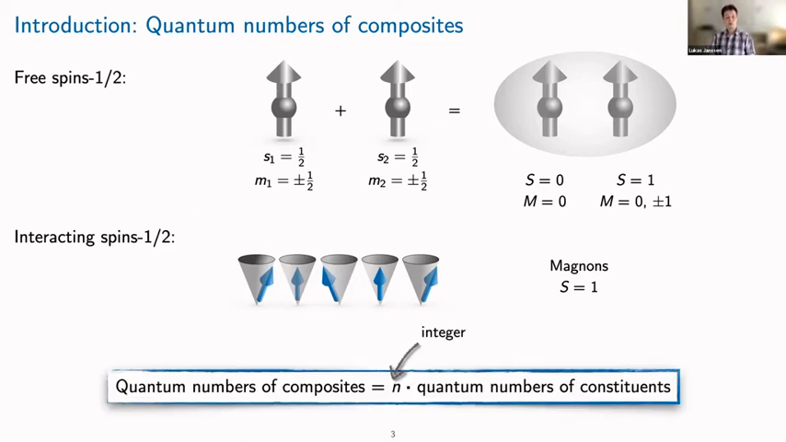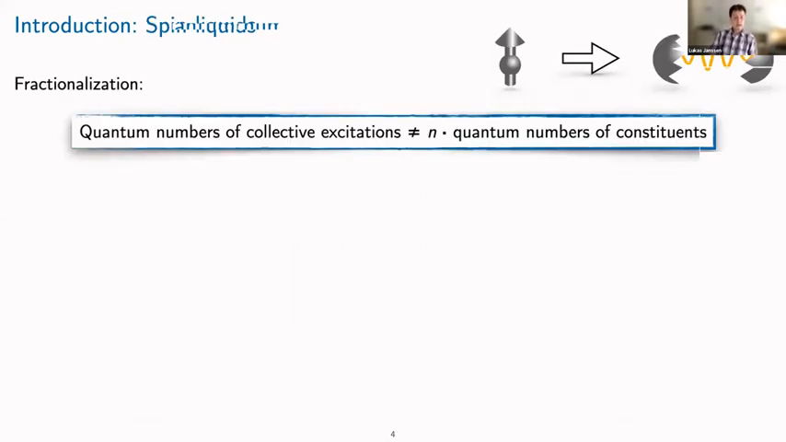And this is in fact generically true. The quantum numbers of any composite object or collective excitation are always an integer multiple of the quantum numbers of the constituents the composite object is made of. A spin liquid now describes a situation in a strongly interacting system in which the low energy excitations no longer fulfill this rule. A spin liquid is therefore a state of matter where the collective excitations are fractionalized. By that we mean that these excitations have quantum numbers that are not just simple integer multiples of the quantum numbers of the original constituents the system is made of in the first place.